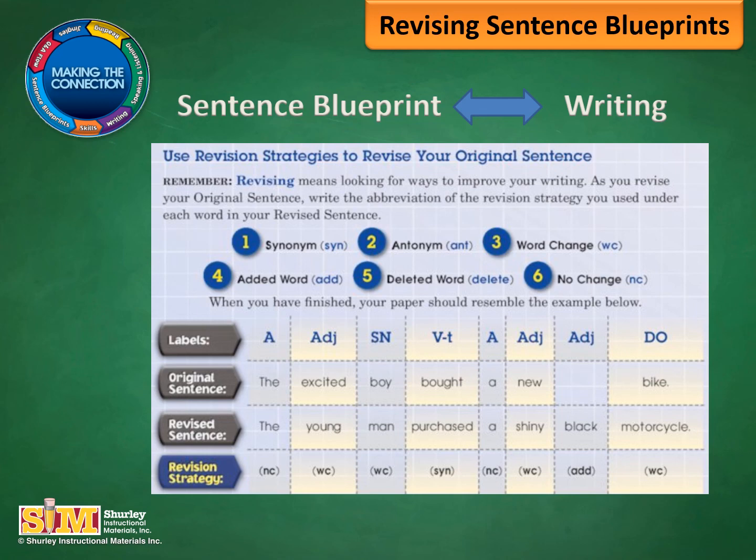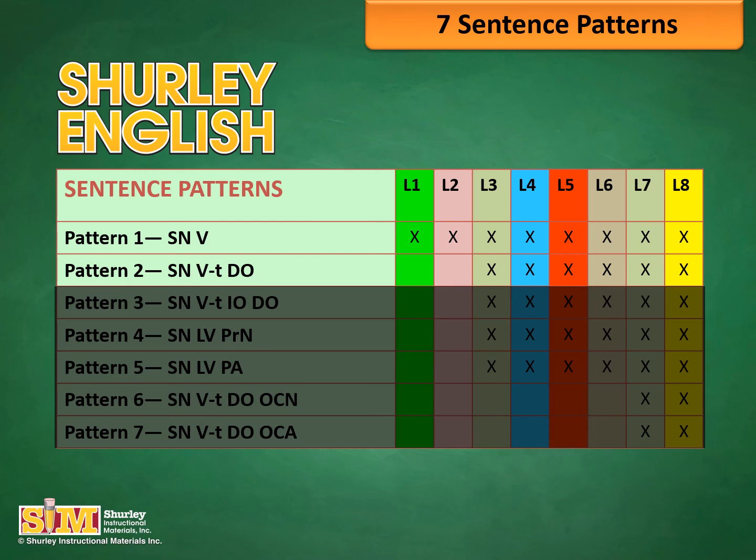Now that students have learned to write original and revised Pattern 2 sentences, including direct objects, their sentence fluency continues to increase. As our presentation comes to an end, I hope you can see that teaching Pattern 2 is easy for you and your students using Shurley English. As students learn to use a variety of sentence patterns when writing, their sentence fluency will increase and their writing will improve.